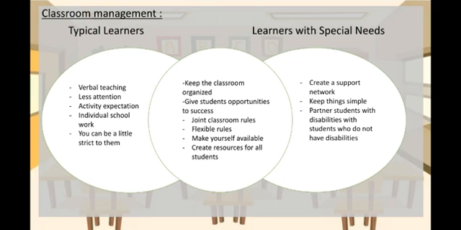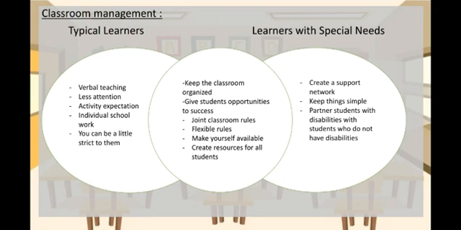Next is the activity expectation, because as a normal kid, your activities are well expected. Next is individual schoolwork, because you can do your work individually. And next, you can be a little strict with them. Why? Because they can understand once you teach them what limitations they must follow.